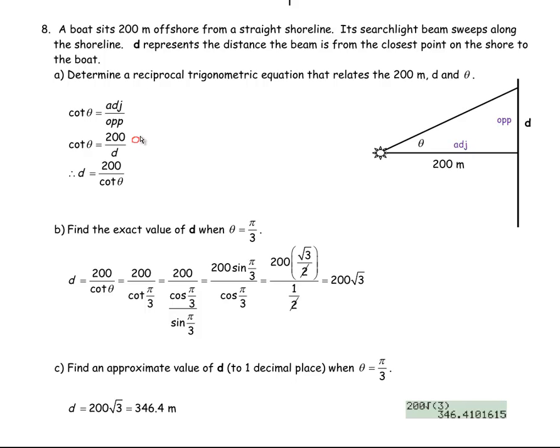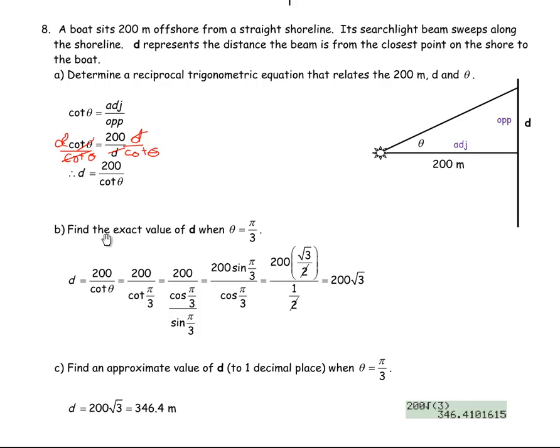If we multiply both sides by D, it would look like this. So the D's divide out. So we have D cotan theta equals 200. And then to isolate for D, we would divide out this cotan theta. So after these divide out on the left, we have this D, and over on this side we have 200 over cotan theta.